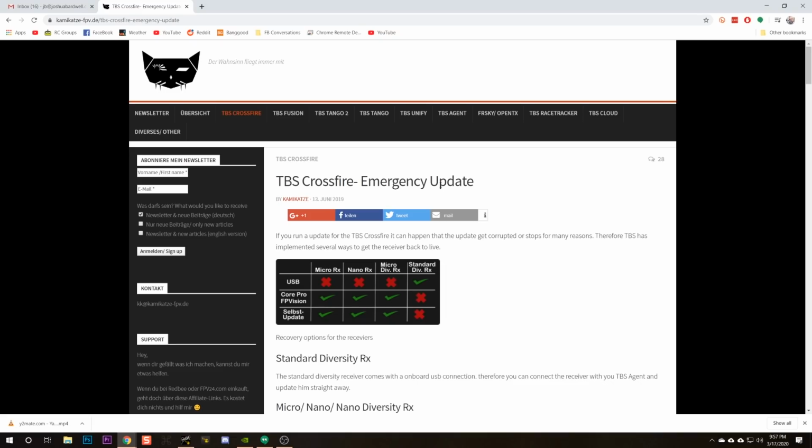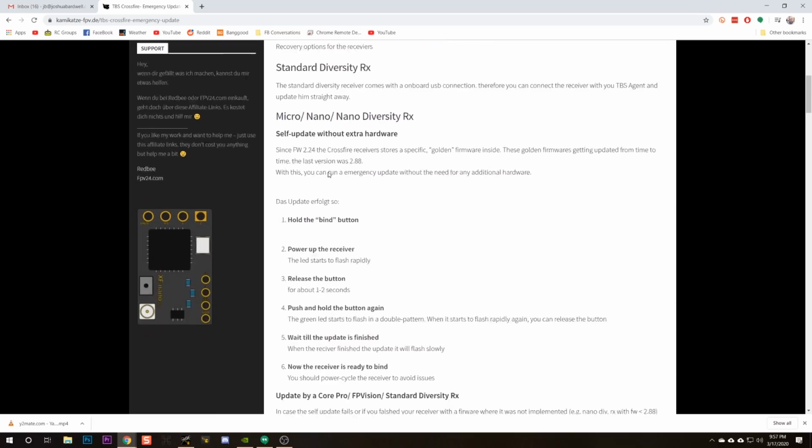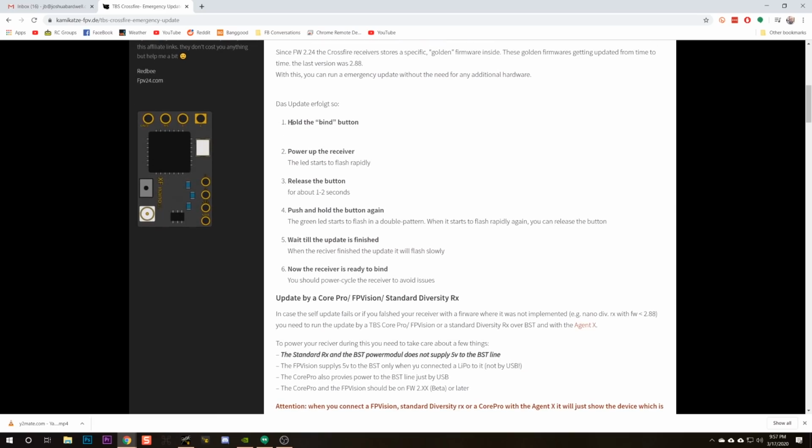TBS Crossfire emergency update. There is an emergency recovery method that you can use. What you need to do is this, assuming you have the nano receiver. Follow these steps, and that is how to get it to fail back to an older firmware, and then you should be good. I have never failed to recover a Crossfire receiver using this method.